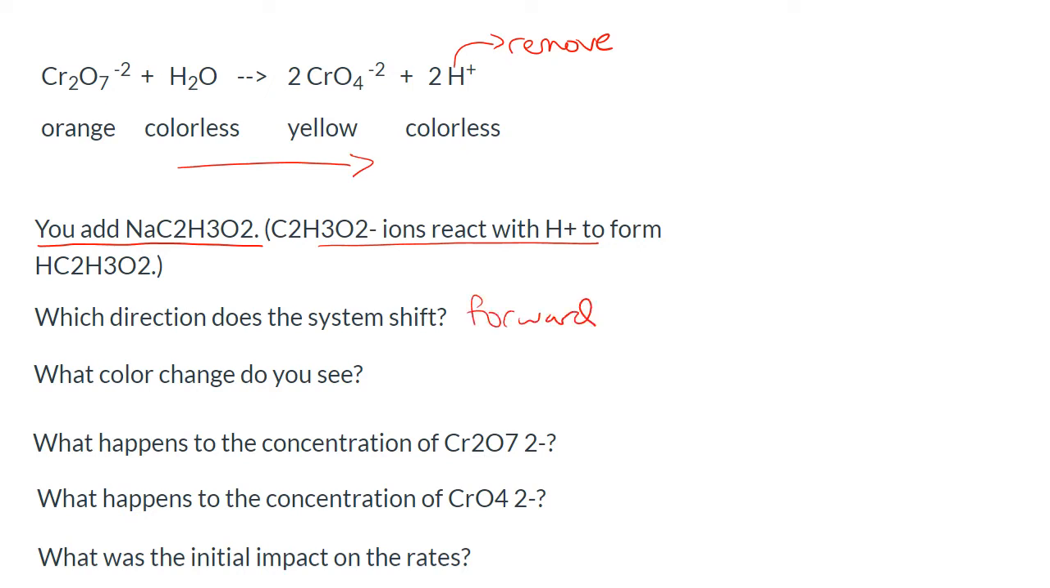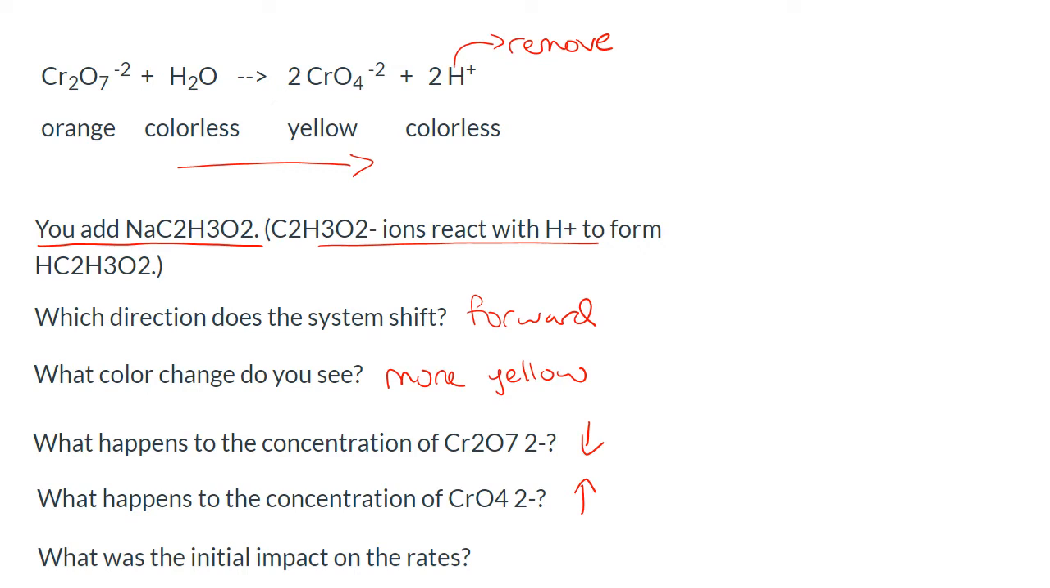All right, we would see it get more yellow as we are shifting towards the yellow color. The dichromate would decrease because we are shifting away from the dichromate, so there would be less dichromate. The chromate, CrO4, would increase because if we are shifting towards it, then we are making more of it. The initial impact on the rates here.